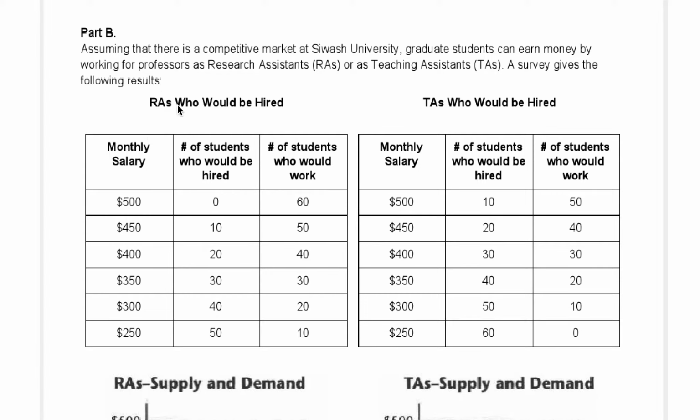Activity 52. So we're doing something a little different here. This is a competitive market at Siwash University, whatever that is.